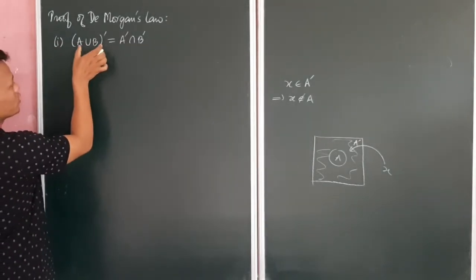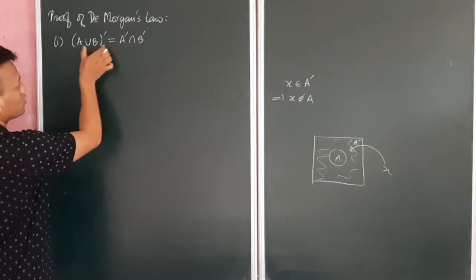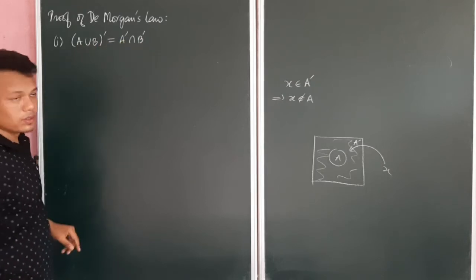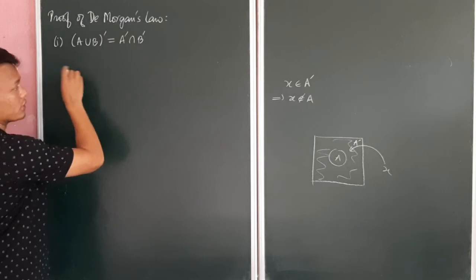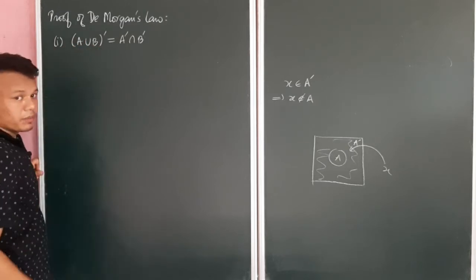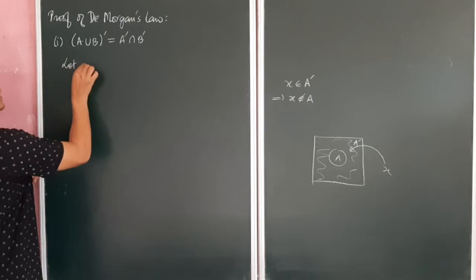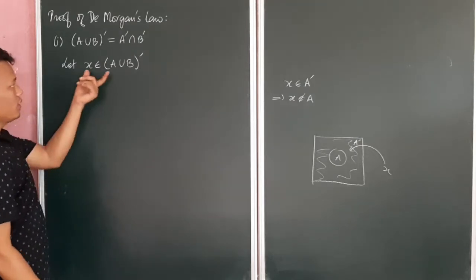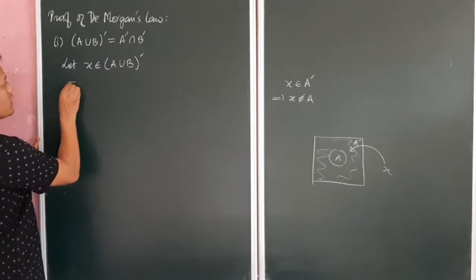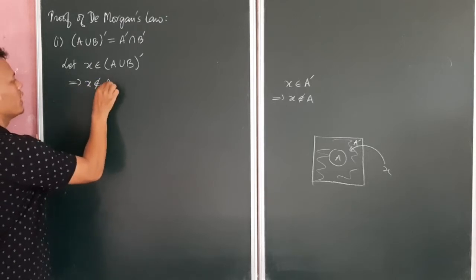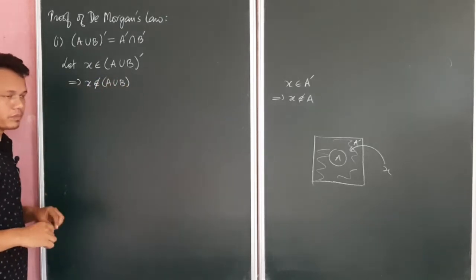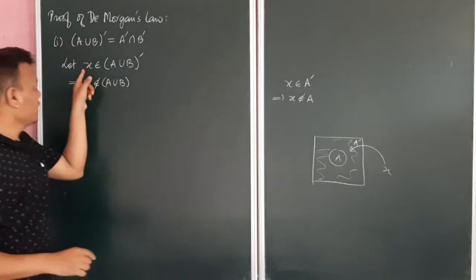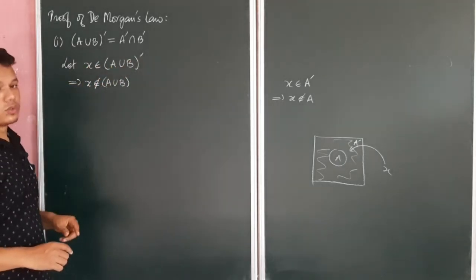So again here, I need to show that this is my x and this is my y, so x equals y. The strategy is I need to show that this is a subset of this and this is a subset of this. So let's show that this is a subset of this. To show that, I need to choose one random element from here. So let x belong to A union B complement. Now if this happens, what is the meaning of this? This means that x does not belong to A union B. Just as x belongs to A dash means x does not belong to A, x belongs to A union B complement means x does not belong to this.